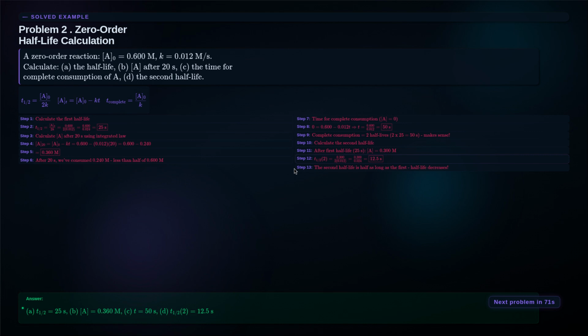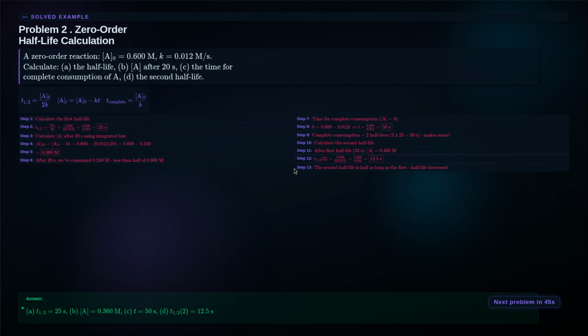Step 3. Time for complete consumption. Setting A equals 0, 0 equals 0.600 minus 0.012 T. Solving, T equals 0.600 divided by 0.012, giving 50 seconds. Complete consumption takes exactly twice the first half-life.